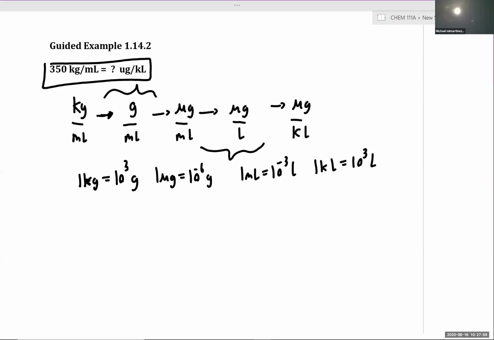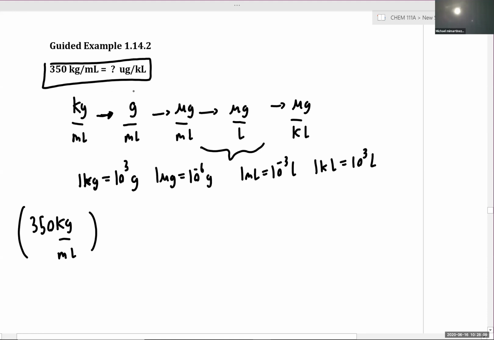So now that we have everything set up, what we're now going to do is write out our number with each of the units. So we have 350 kilograms per milliliter. And in our first step, we're going from kilograms to grams. So we're going to need units of grams on top and units of kilograms on the bottom. Okay, kilograms cancel. All is well with the world.